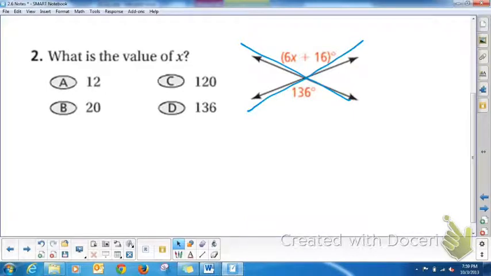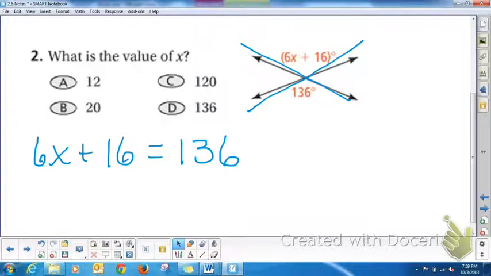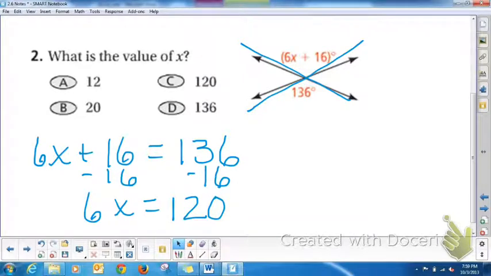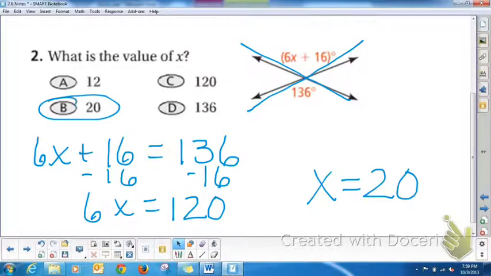So I know these angles are vertical angles. Vertical angles are congruent. So 6x plus 16 equals 136. So you want to isolate the variable. Subtract 16 from each side. So 6x is equal to 136 minus 16, which is 120. Now you would isolate the variable by using the division property to find that x equals 20. So your answer is B, 20. Did you get that before I did? Great job.